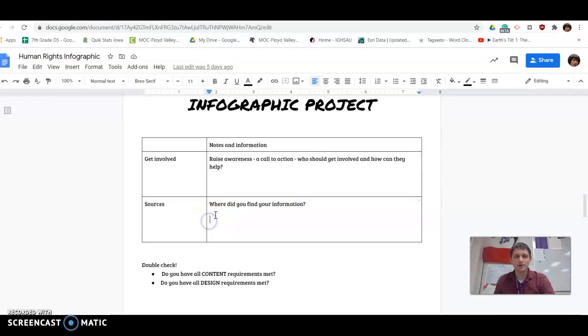The last thing you've got to include on your infographic is a source page. So you should have your source of information, the URL of your website, where you're finding this all.